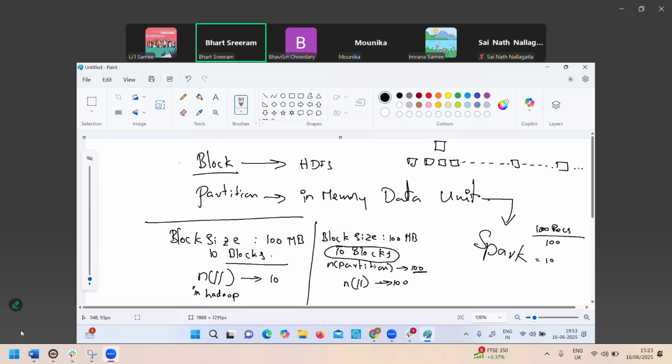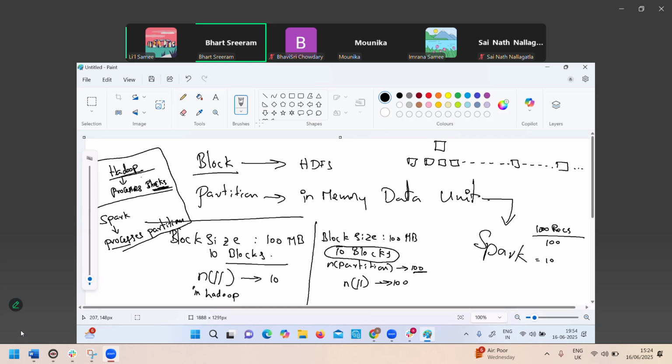Got it? Finally, Hadoop processes what? Blocks. Okay, reverse it. Spark processes what? Partitions. Spark processes the content which is available in in-memory. The data unit in the in-memory is called partitions. Just a key point, remember. Whenever you say block, that will be processed by Hadoop MapReduce. When you say Spark, Spark is going to process partitions.